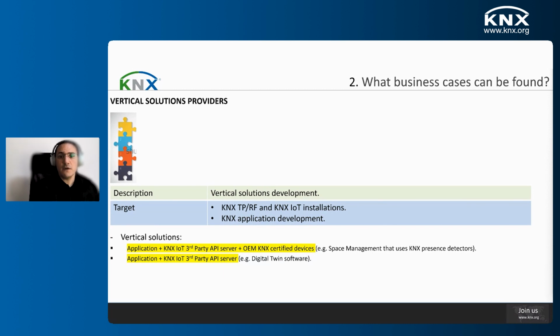We can think of space management that requires KNX presence detectors. Another approach is without offering any specific KNX device. Instead, the company offers an application plus the KNX IoT third-party API server. It could be a digital twin software. In this case, the vertical solution relies on any KNX device from the list of more than 8,000 certified devices.